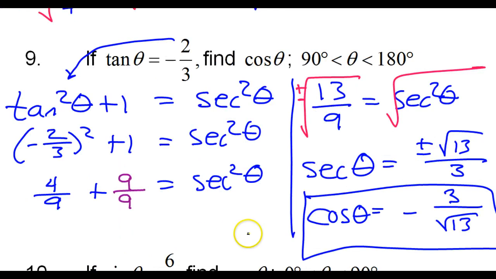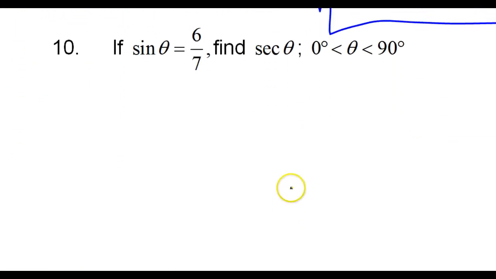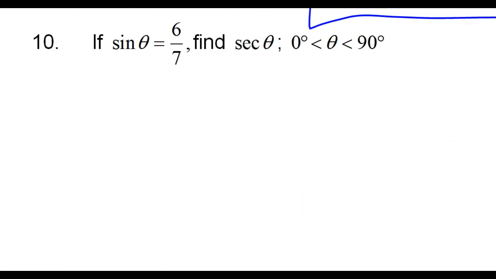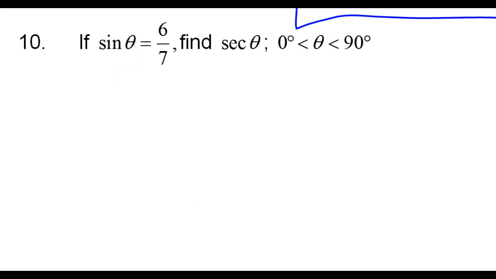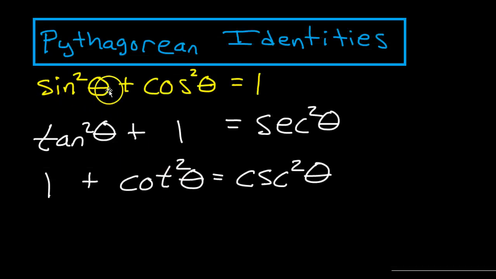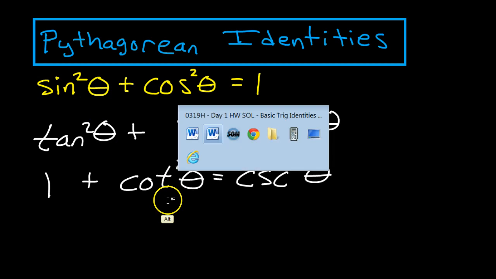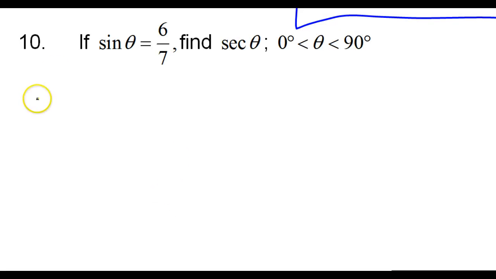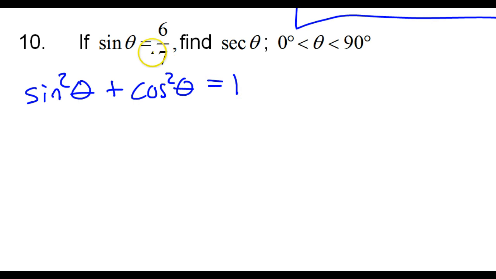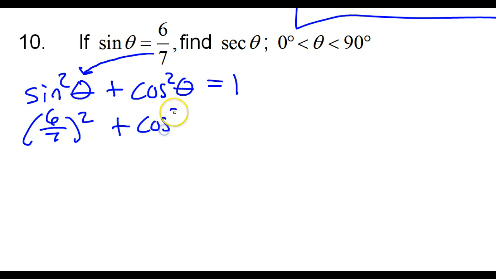Alright, so that was number 9. Last example, number 10. And we're using the sine function, I see, so we might as well use the primary Pythagorean identity. So we know that sine squared theta plus cosine squared theta is equal to 1. I can substitute this in, so that's going to make 6/7 squared plus cosine squared theta is equal to 1.